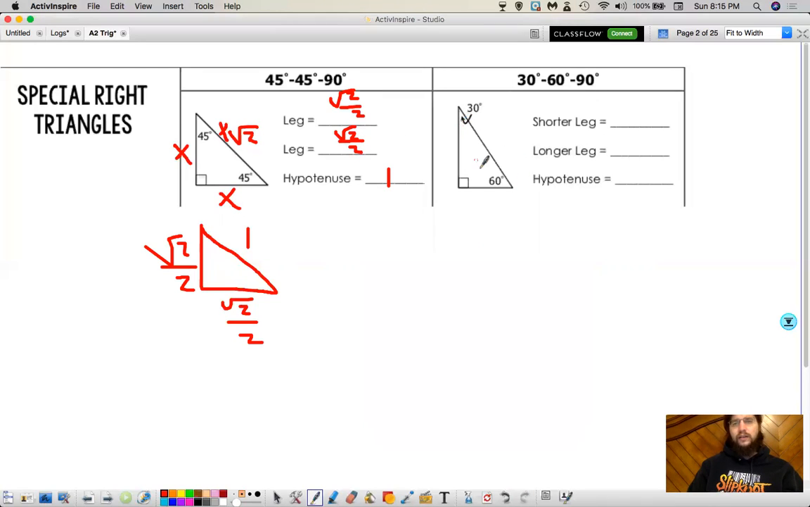30, 60, 90, across from the small side is x, hypotenuse is 2x, and x square root of 3 is from the long side. So we're going to let 1 be my hypotenuse again.